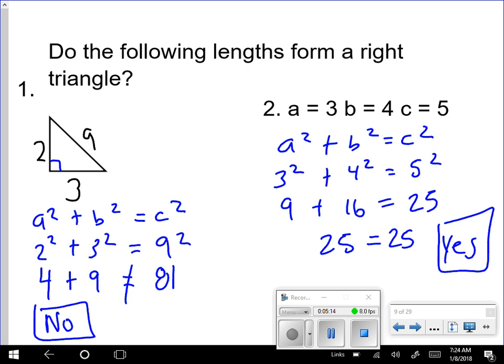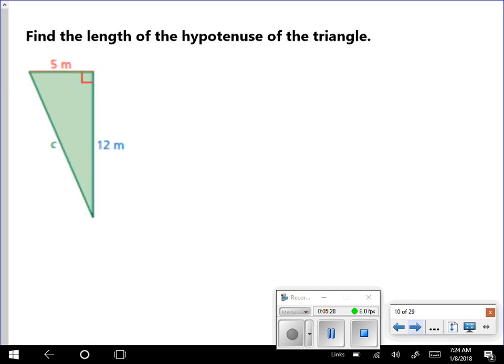Okay, so that's just checking to see if we have a right triangle. Then the main thing you're going to be doing is finding missing sides. So when you have a missing side, you can use the Pythagorean theorem to help you find it. So here's our first example. It says find the length of the hypotenuse of the triangle.